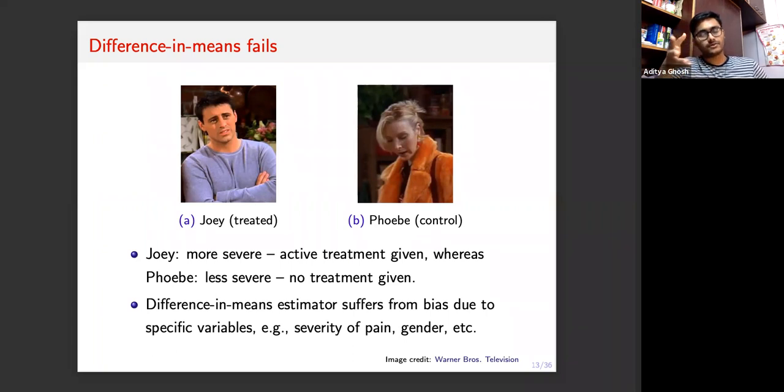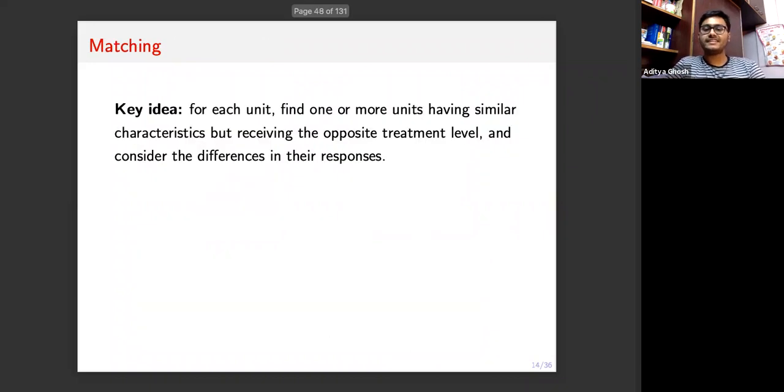And he also introduced it in the same context, that we want to remove bias due to specific variables. So what is matching? The key idea is that for each unit, we find one or more units that have similar features but receive the opposite treatment. And then we just consider their difference, that's the difference in the responses.